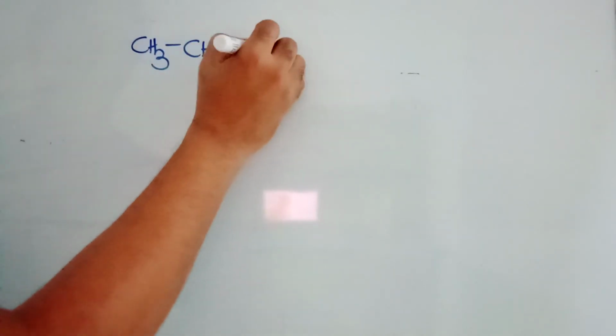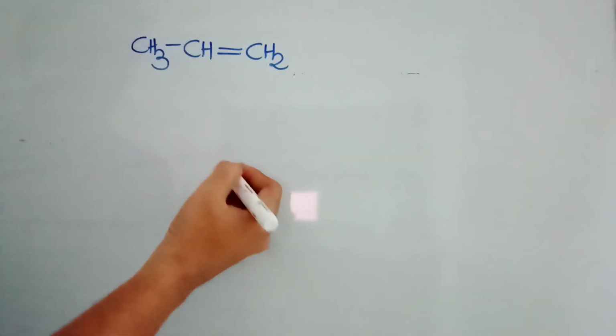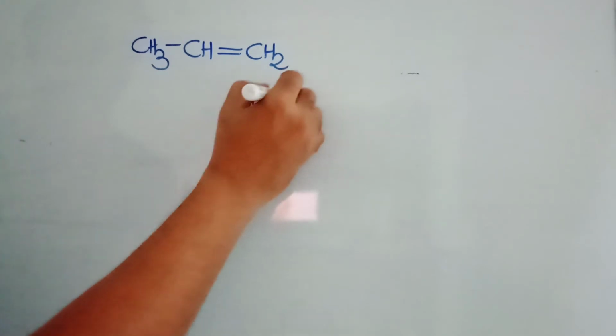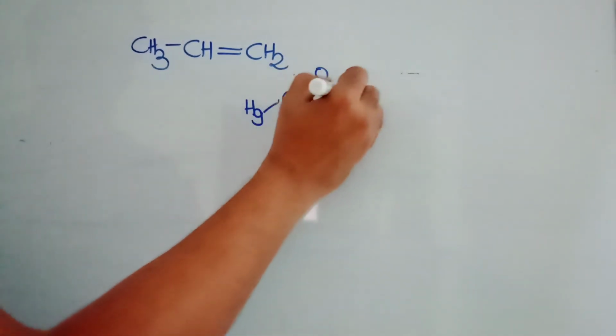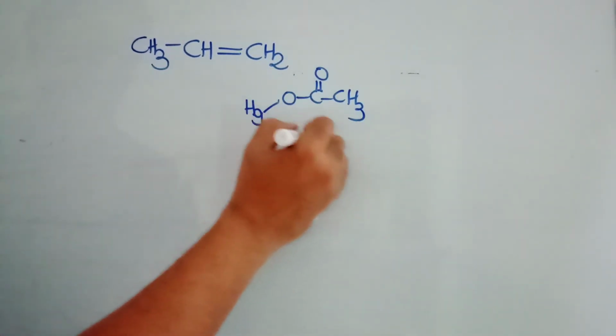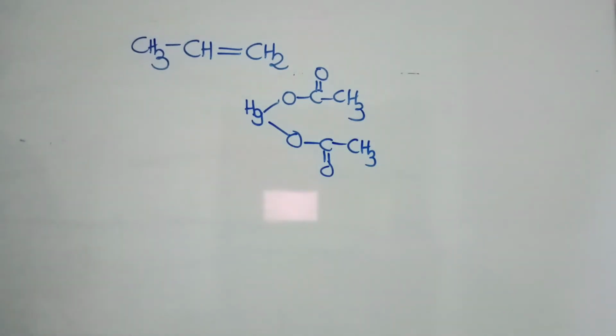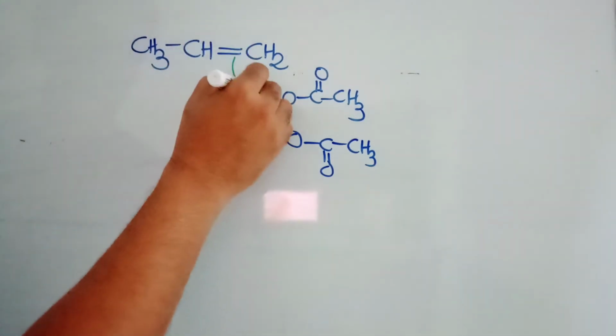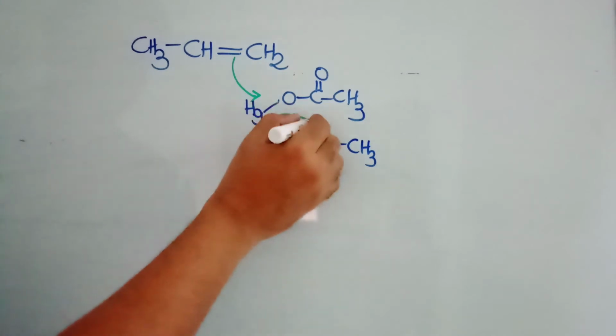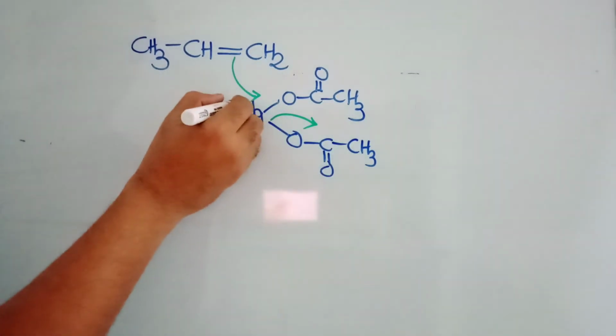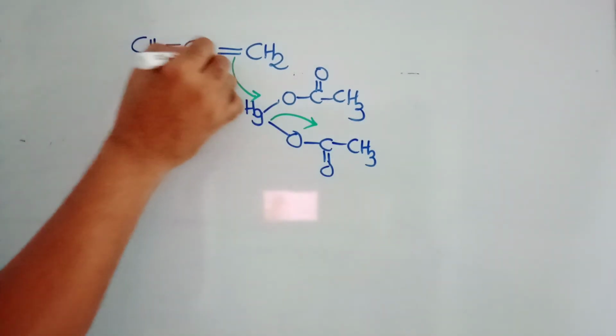So you see, first how it is going to attack. CH3-CH=CH2, and what compound are we having? HgO-C=O-CH3, O-C=O-CH3. Mercury is a metal having electrons. This double bond is coming onto mercury, and mercury may have electrons, and these electrons are trying to form a bond with this one.